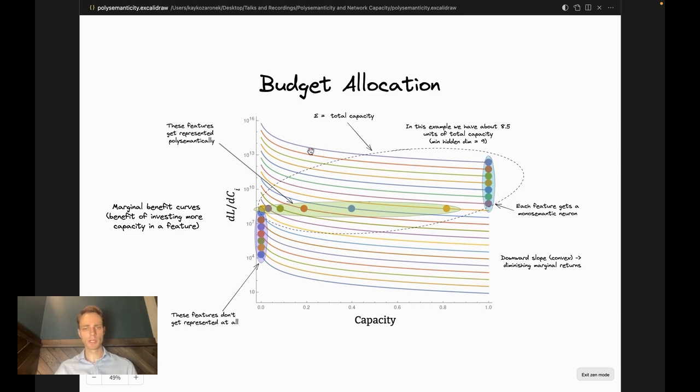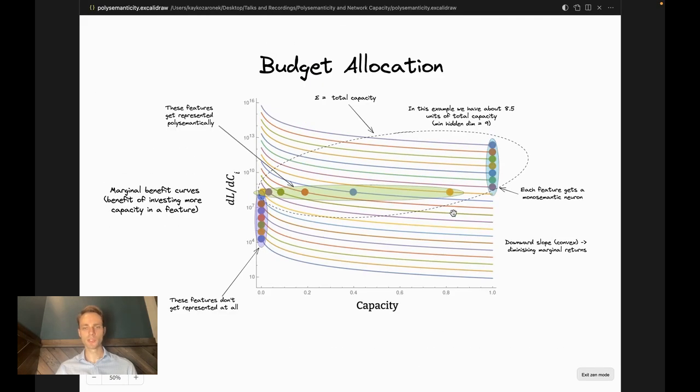As a final note here, the way that you interpret these downward slopes, these convex slopes, is that they correspond to diminishing marginal returns. So at this point here, the reduction of loss that I can achieve by adding a tiny bit more capacity to this feature is pretty high. As I move on and have, let's say, already allocated 0.6 capacity to that particular feature, the total reduction in loss that I can achieve by changing the capacity that I allocate to that feature is quite a bit lower. Also note that the features that get polysemantically represented all have the same marginal benefit on reducing the loss.